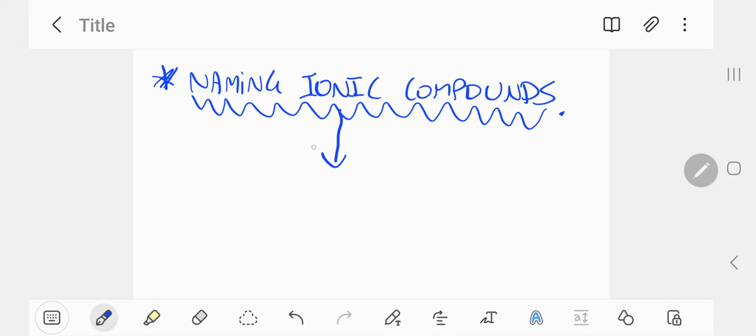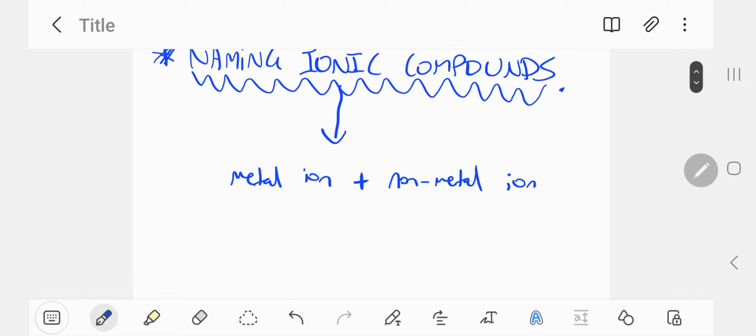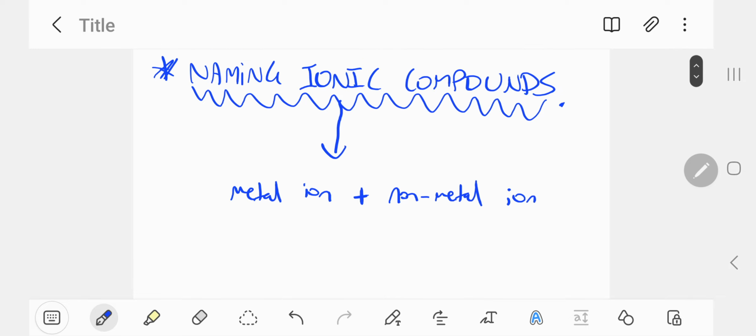So an ionic compound, if you recall from previous videos, is a compound formed from a metal ion and a non-metal ion combined. And one of the advantages of naming ionic compounds is that you don't require any prefixes. So no need for prefixes, okay, which saves you a lot of time.